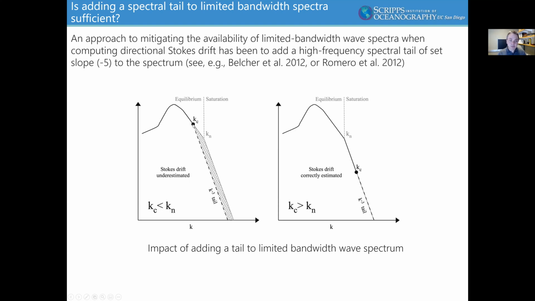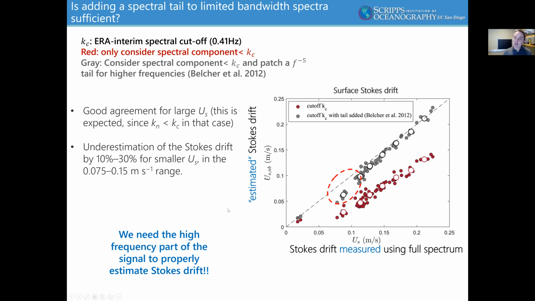And this is the case here, where effectively when you patch a tail, k to the minus 3 or f to the minus 5 tail, to your spectra, you're going to effectively underestimate the Stokes drift significantly. So you have to be careful with the tail. How does it translate with the measurement?